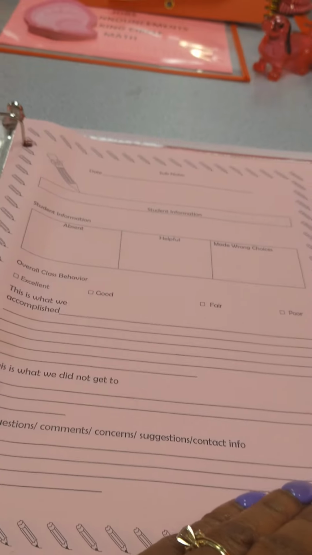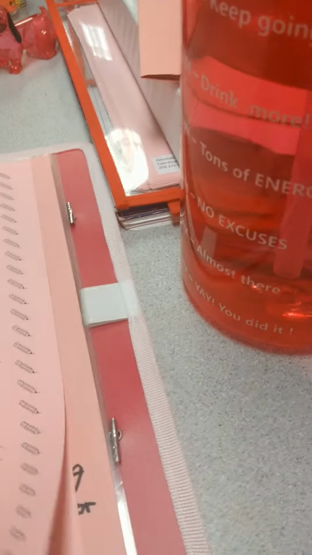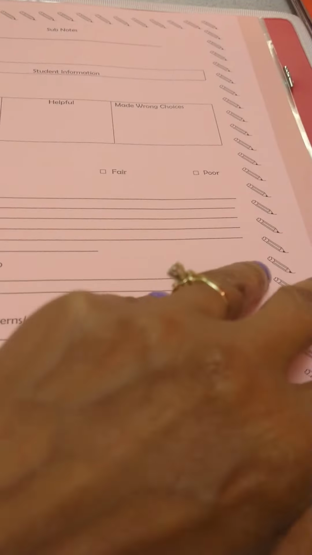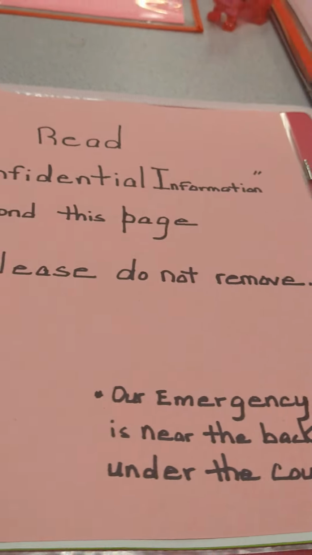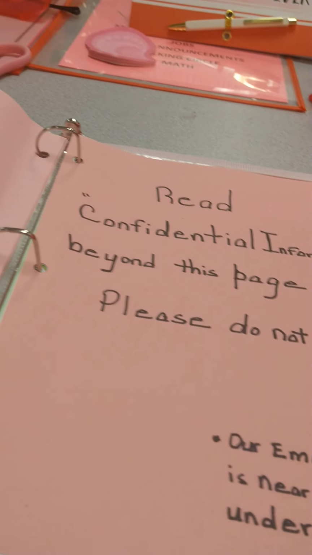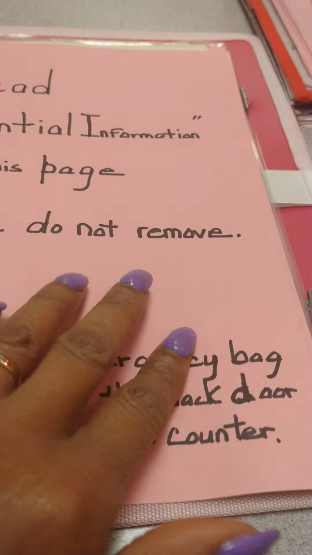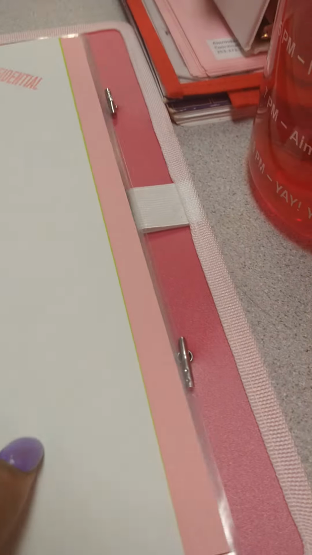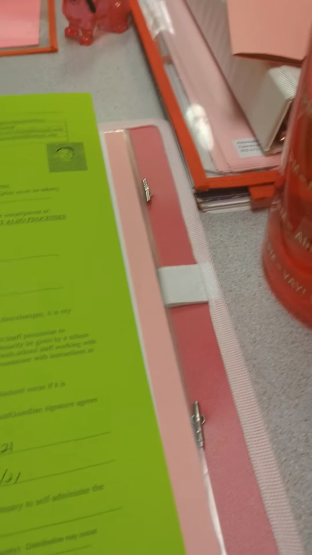Sometimes they have given me things that could be done better, and I'm open as a teacher to listen to those things. I have a number of those in there, so that if one sub uses them, then there are more. This is the page where I said, read confidential information behind this page. Please do not remove. And I tell them where the emergency backpack is. So behind here is all the health alerts for different students. If they are allergic to nuts or if they have asthma and this and that. And so that pretty much sums up my substitute folder.